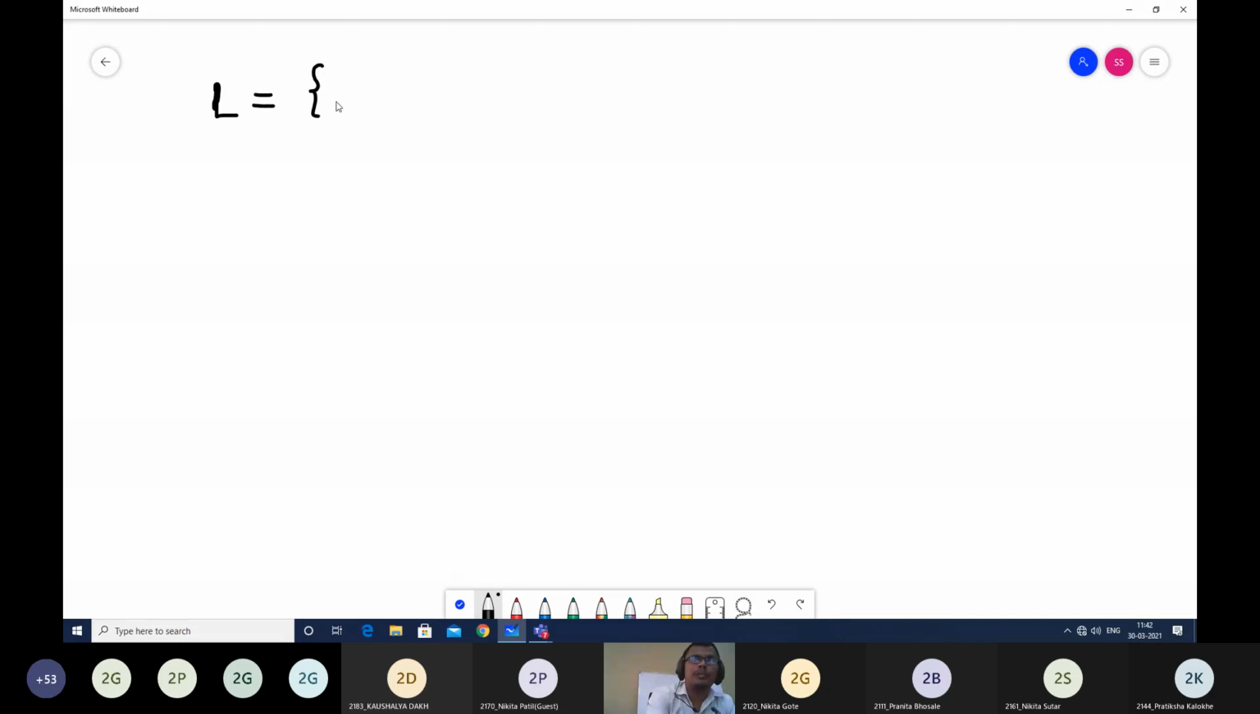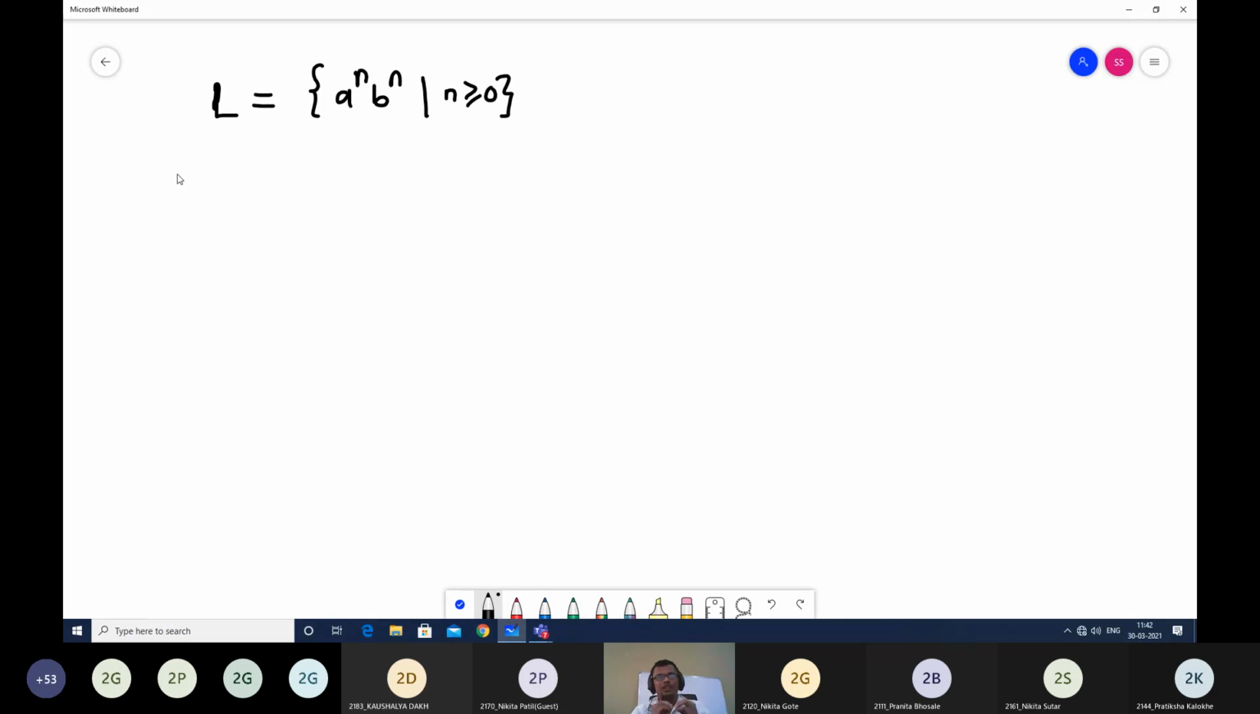So the first example is a raised to n, b raised to n, where n is greater than or equal to 0. Take down the question. I had explained the meaning of this language during the pumping lemma session. What does this language indicate? It indicates that the number of A's and the number of B's in the string are the same.